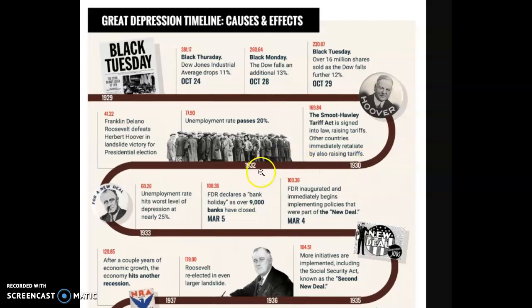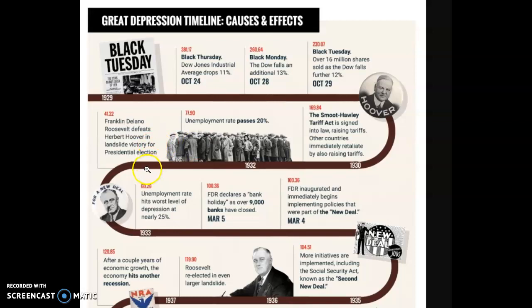The biggest thing in 1932 is that the unemployment rate passes 20%. Unemployment means that you do not have a job. So in 1932, 20% of Americans did not have a job. They didn't have a job, that means that their families were struggling to put food on the table and to buy the things that they need in order to live.